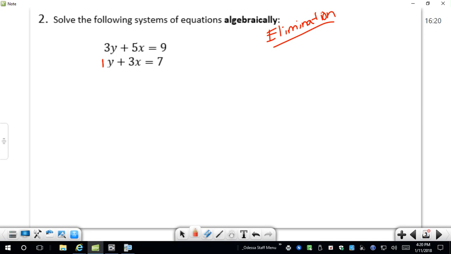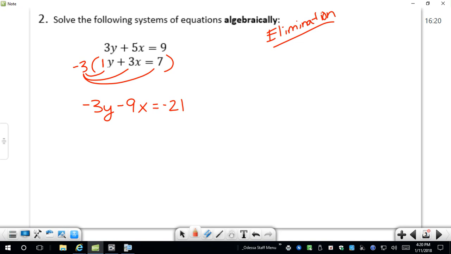It is much easier to get opposite coefficients for the y's in this case, because what I can do is multiply the second equation by -3, that'll give me a -3 in front of that y. Now, don't forget, guys, when you do multiply, we are going to go ahead and distribute through. So our new equation is going to be -3y minus 9x equals -21.